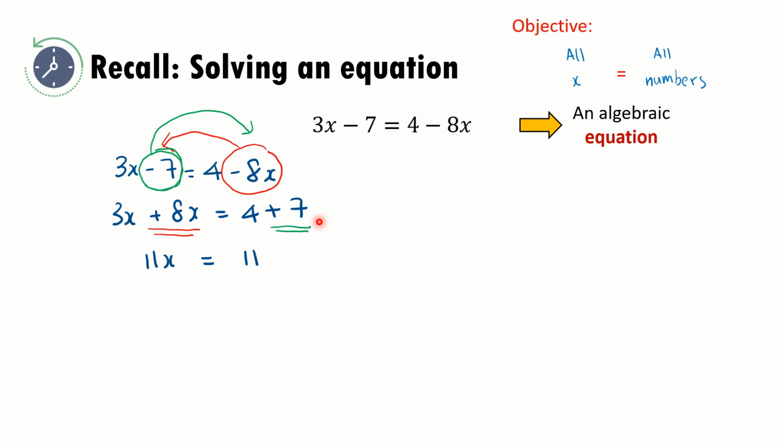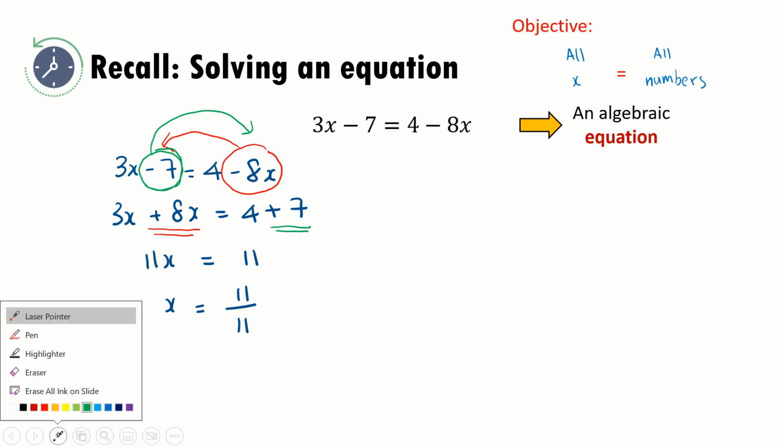Then 3x plus 8x equals 11x. And then 4 plus 7 equals 11. So from this step to this step, we have 11x equals 11. And then finally, we are going to divide by 11. Why do we divide? Because this means 11 times x.